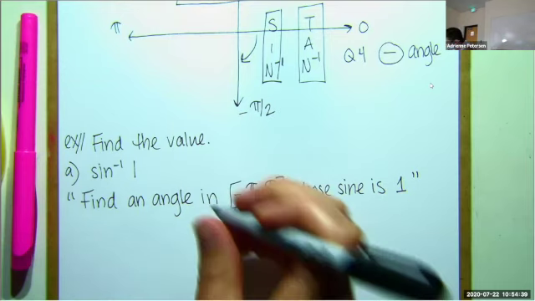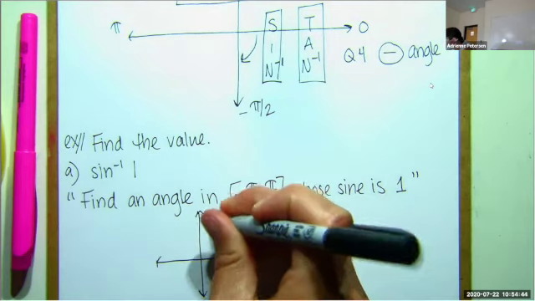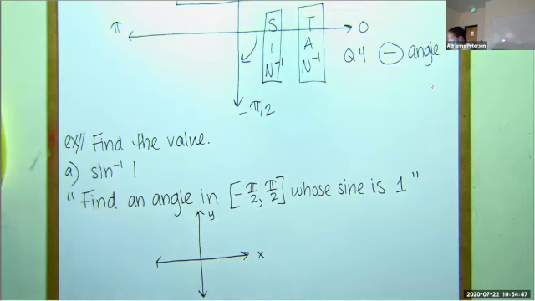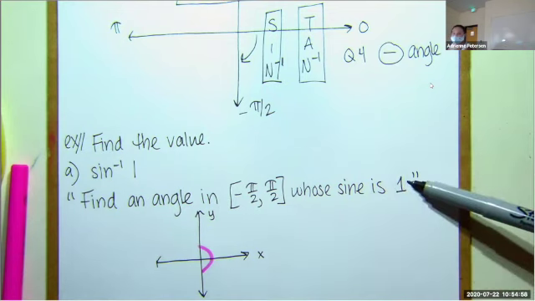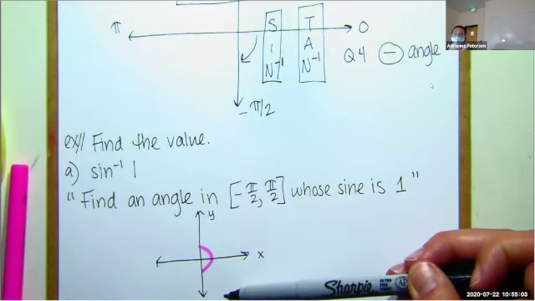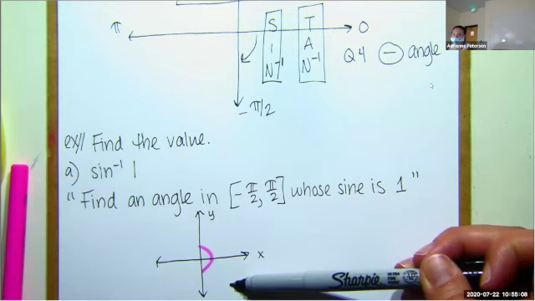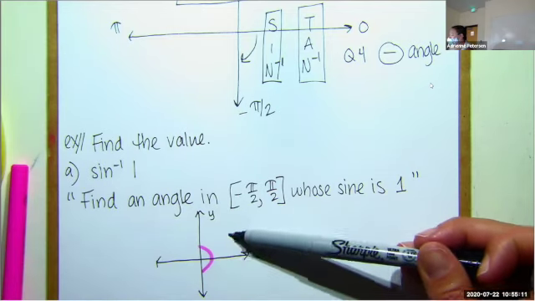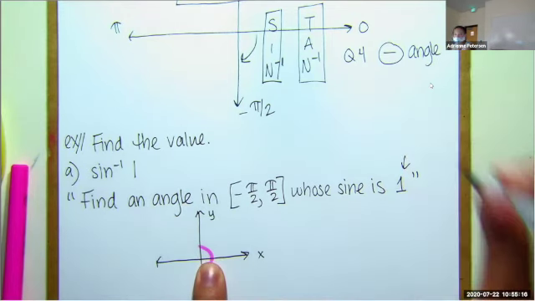Okay, so let's draw a picture. We are looking for an angle in between negative pi over 2 and positive pi over 2, so it has to be in quadrant 1 or quadrant 4, whose sine is positive 1. The first thing we should determine is what quadrant that angle is in. If sine is positive, should my angle be in quadrant 1 or quadrant 4? Where is sine positive, quadrant 1 or quadrant 4? Quadrant 1. Okay, so first thing we know is it has to be in quadrant 1. Okay, we're looking for an angle in quadrant 1 whose sine is positive 1.